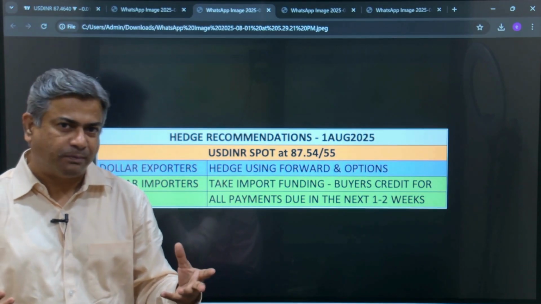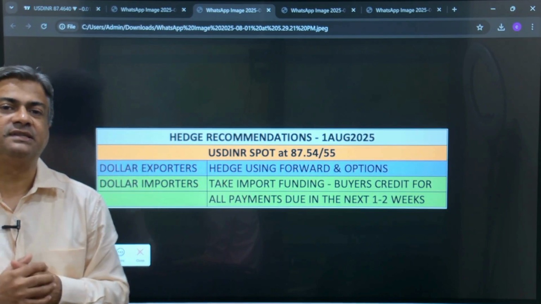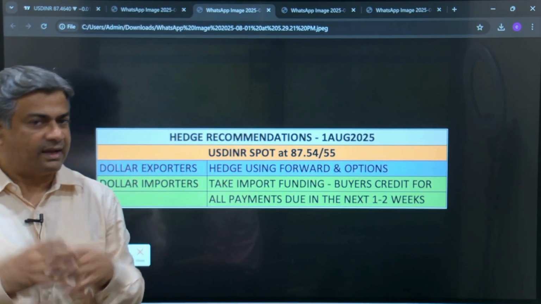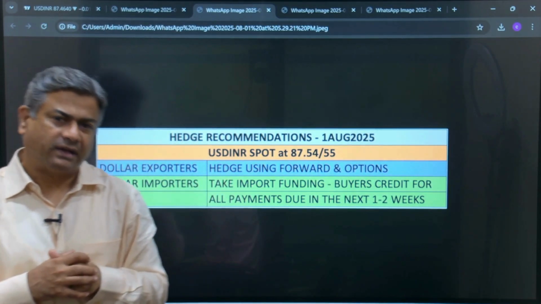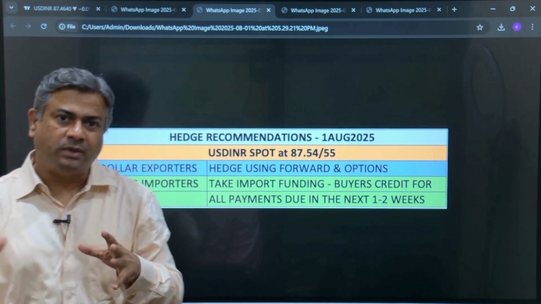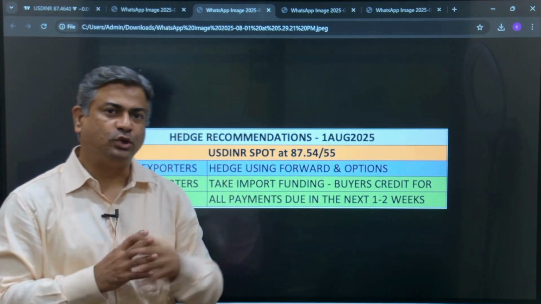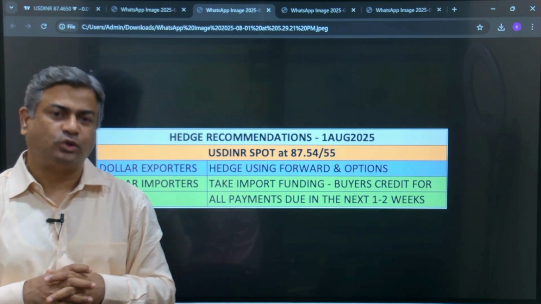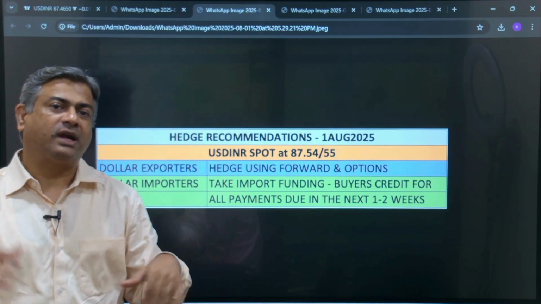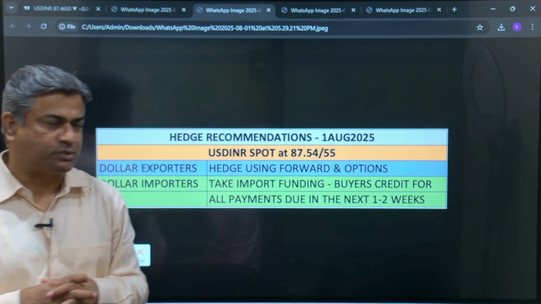There is no point paying at 87.50, 87.60 levels, very high prices, and as we know, whenever prices go up like this, there is a good chance of a corrective reaction. So all importers who have payments due in the next 1 to 2 weeks should look to avail buyer's credit and look at any other kind of import funding options.